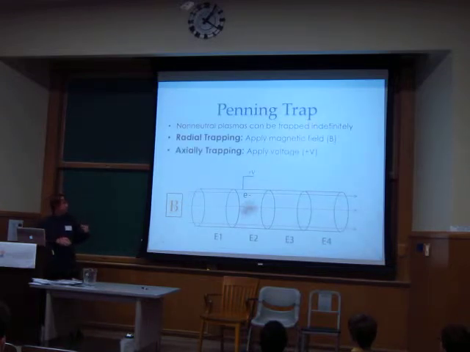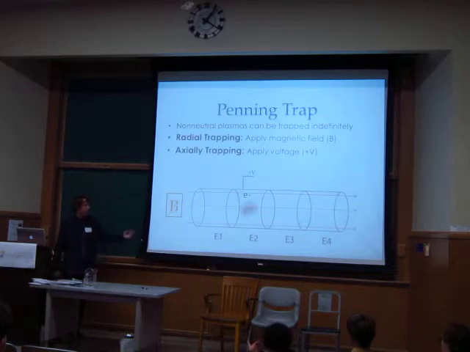Axial trapping, which is the part that I'm most concerned about for this project, is done by applying a voltage plus V to one of the electrodes. For this instance, it's electrode E2, so the cloud of plasma is trapped in E2 around the center.